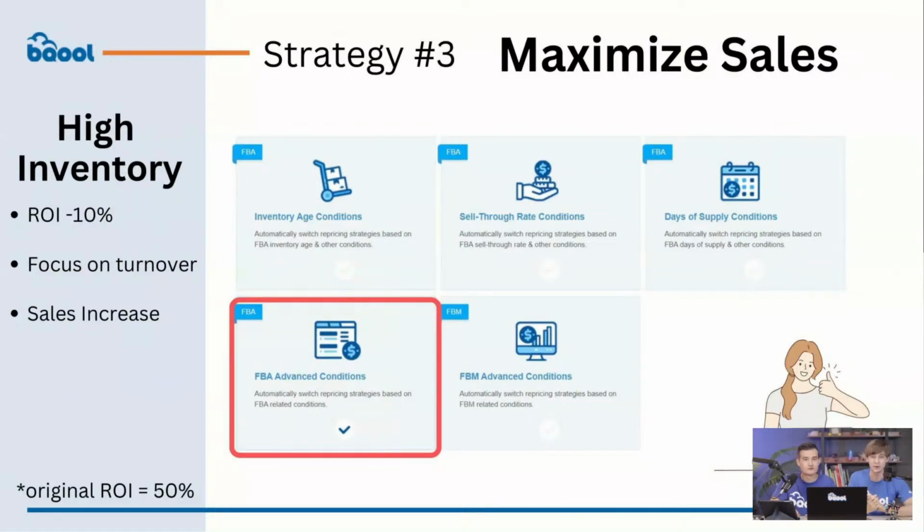So here's strategy number 3 to maximize sales. This is again for FBA sellers. In this case, let's say we have high inventory and we want to sell the items out faster. So here, let me share my screen again.